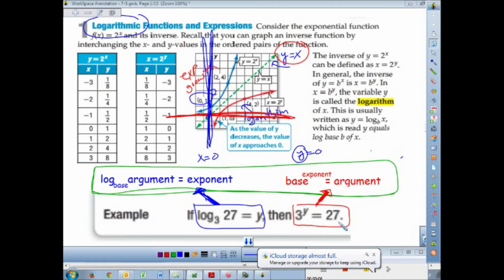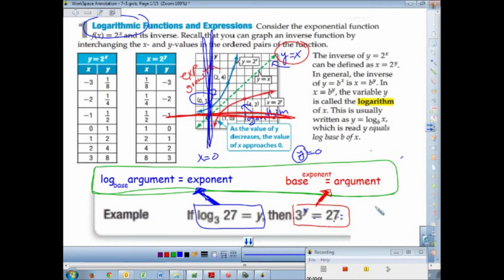So here's a physical example. 3 to the y equals 27. The things you should be able to recognize are the base and the exponent, correct? Aren't you pretty familiar with that? What's the base in this situation? 3 is the base. Isn't the exponent the y, right? This is like the answer that you got, right? That's the argument, okay? It's called the argument.